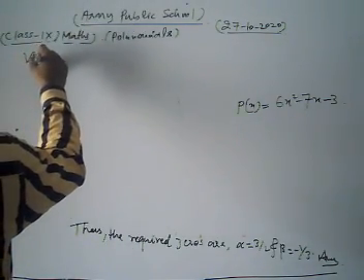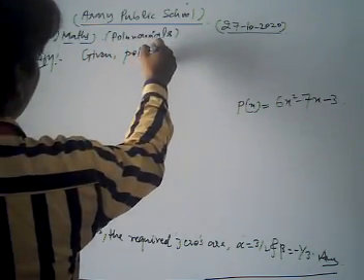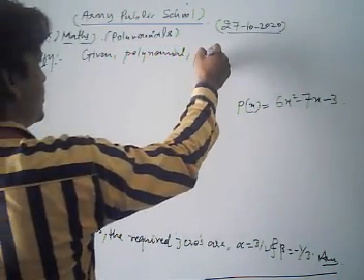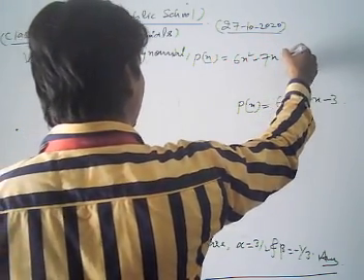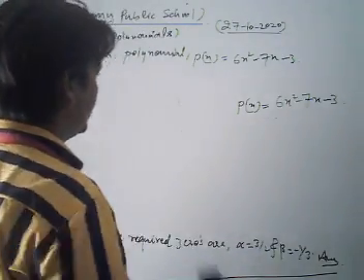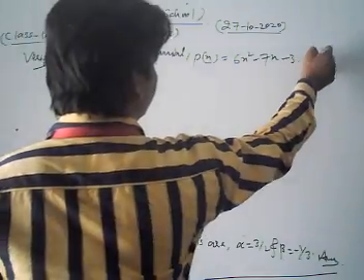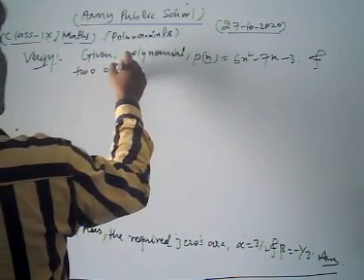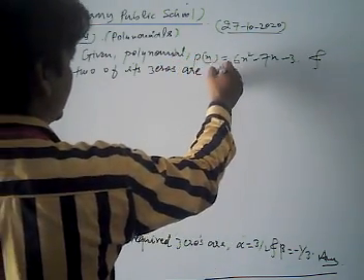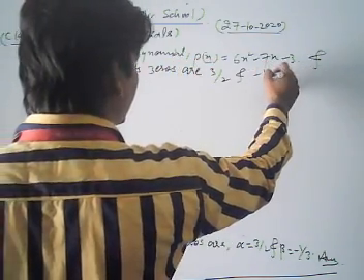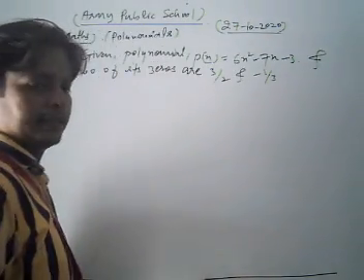Now verify. First of all you write, the given polynomial is p(x) is equal to 6x square minus 7x minus 3. Okay, this is the given polynomial and two of its zeros are 3 by 2 and minus 1 by 3. These are the zeros.